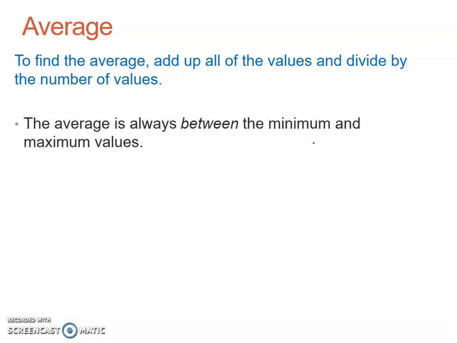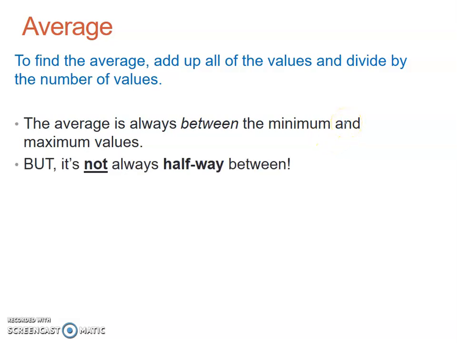The average is always in between the minimum and maximum. I mean, obviously, that really shouldn't even have to be said, because if you have a minimum score, that means there's nothing below it. So why would the average be below the minimum score? And if you have a maximum score, nobody scored higher than that, so why would the average be any higher? So that's something we probably shouldn't have had to say, but just for completeness, we did so. Okay, but as I said, it's also not always halfway in between.